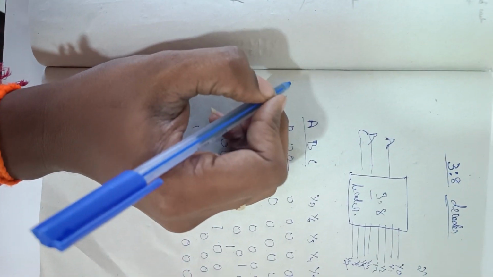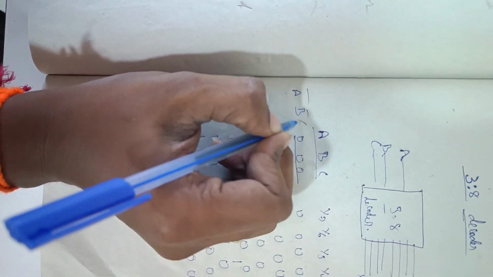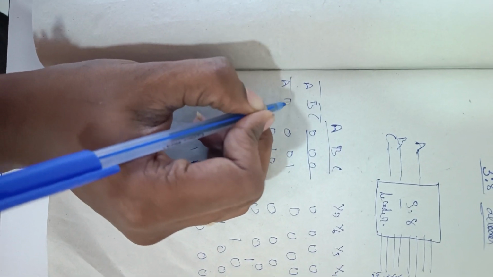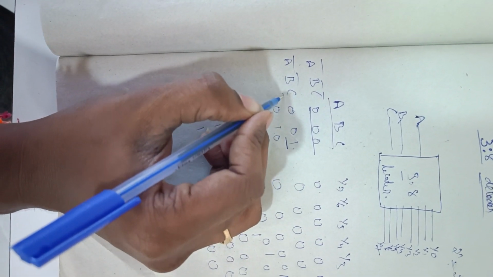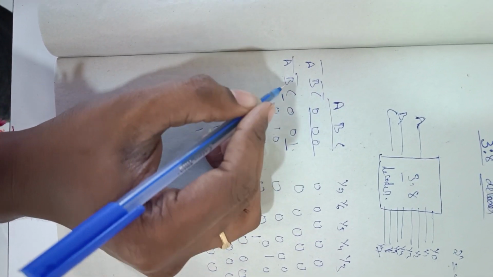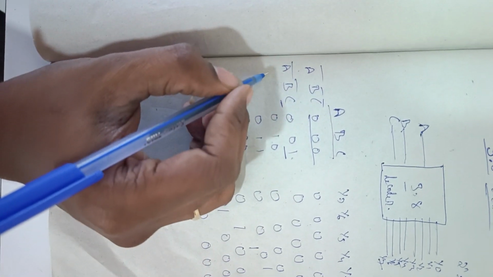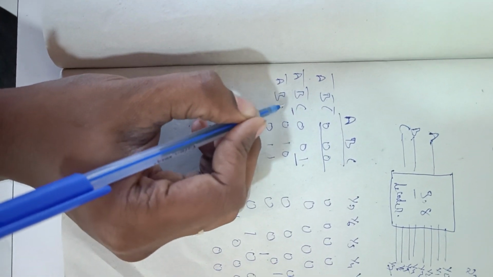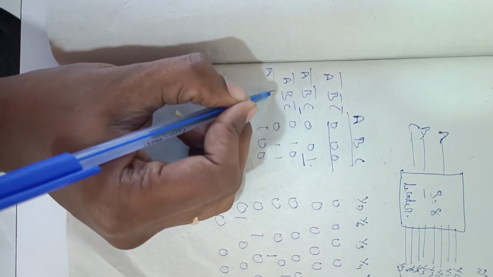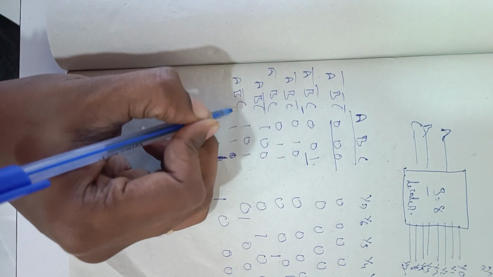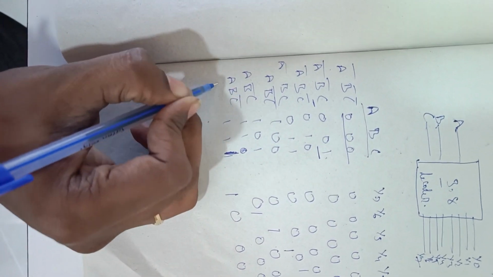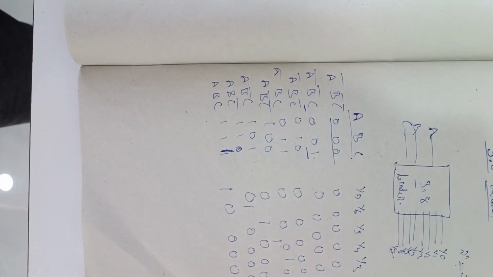Here you can observe that for all zeros the expression will be a bar, b bar, c bar. For 001 it is a bar, b bar, c. That means where the input is 1, the input will be normal, and when the input is 0, there will be a bar on that input. The remaining are the same: a bar b c bar, a bar b c, a b bar c bar, a b bar c, a b c bar, a b c. Now let us draw the diagram for that.